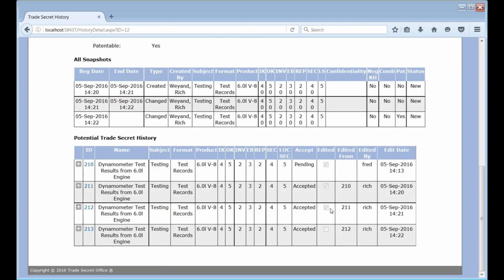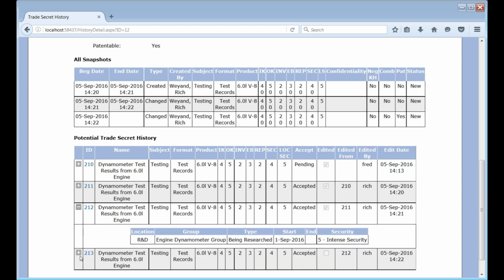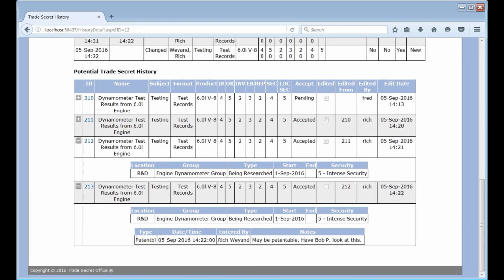And then what happened? Then it got changed again. And let me just show this one and this one. And that's where I put in the note. It's maybe patentable. I changed the trade secret by attaching a note to it and by marking it as patentable. And so you can see here that the type is marked patentable. And so the system has remembered each of those steps, and it remembers the old data at each step.